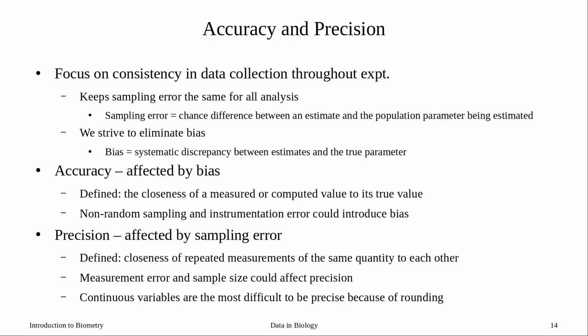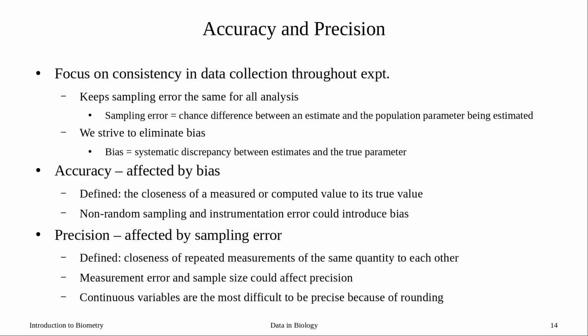Accuracy is affected by bias. Accuracy is the closeness of the measured values to its actual true value. So how close is our sampling mean to the true population mean? That's accuracy. Non-random sampling and instrumentation error could produce this bias and reduce our accuracy. Precision is how close each of our measures are to each other, so the repeatability of our measurements.